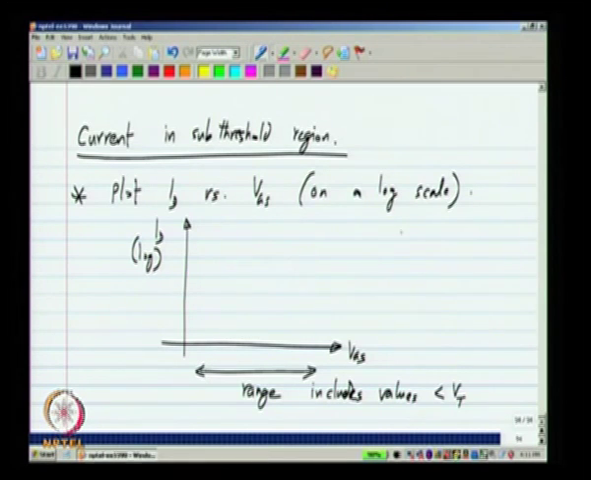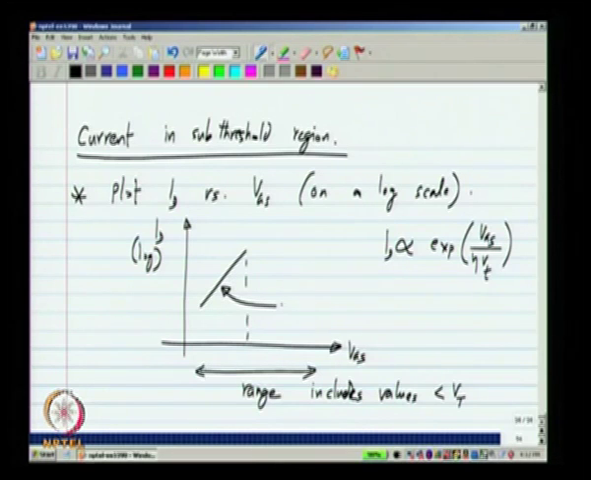Now, I already said that ID will be proportional to exponential VGS divided by the thermal voltage times some factor eta. Okay. Now, if you recall, a perfect bipolar transistor will have eta equal to 1, a MOS transistor will not have eta equal to 1. In fact, all of these things you can estimate from this plot. When it is following an exponential, the curve ID versus VGS, where ID is on a log scale, will be a straight line. Okay.